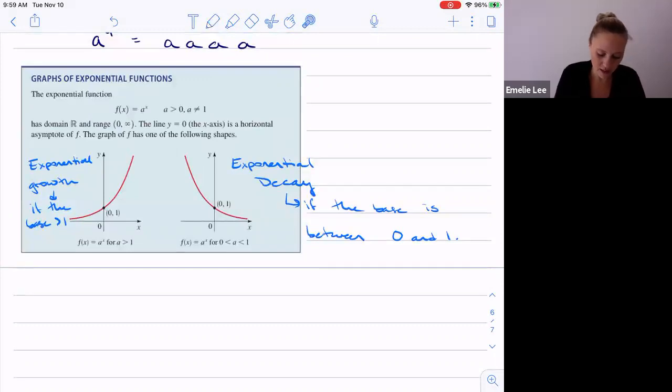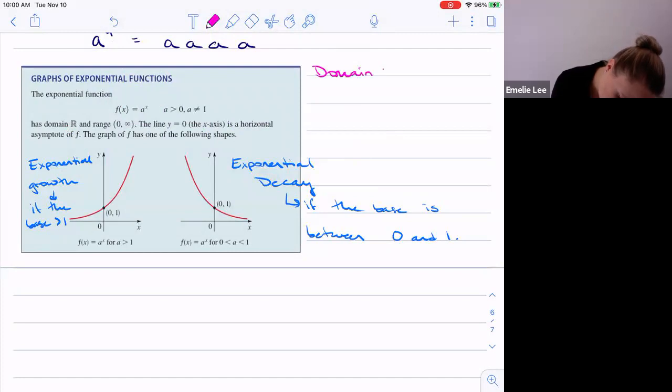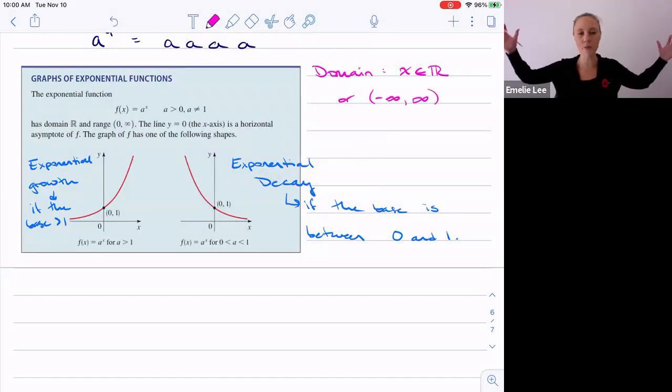Some other important things to talk about are the domain and the range, because we'll have to talk about the domain to figure out, what am I allowed to put in here? What am I not allowed to put in here? Luckily, we have a domain of all real numbers. So the domain of this thing is that x is in the set of real numbers, or if you prefer, from negative infinity to positive infinity. So we're allowed to put in any value of x. That's nice. There are no restrictions on what we can plug into a to the power of x. We can plug in any power that we want.